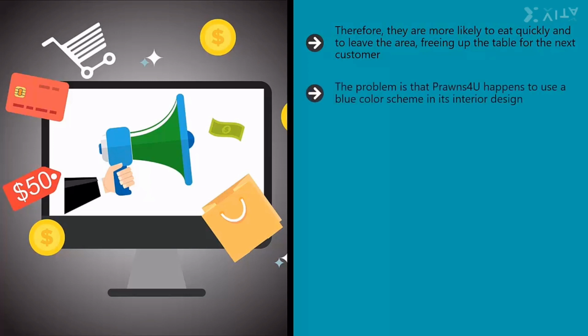The problem is that Prawns For You happens to use a blue color scheme in its interior design. What if you could increase your daily profits in all stores by coloring the store red? Problem is, this could just as well backfire. What if you hurt your brand recognition and thereby reduce your sales drastically? What if the lack of nautical color theme means that people feel less fishy?